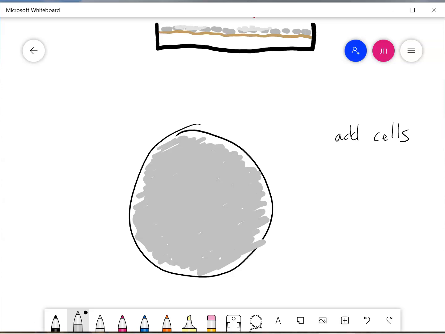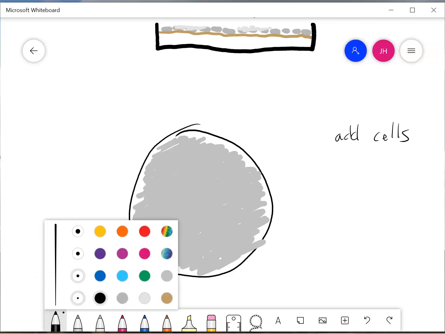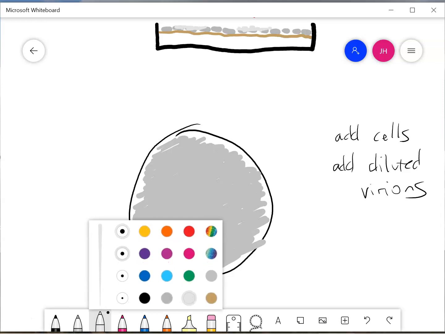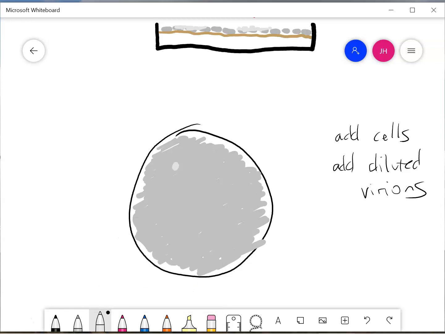So you add cells, and then you add your diluted virions. So your sample with an unknown number of virions, you add to this. And so really then we look at what happens. Wherever a virion falls, you end up with an area you can see through. And we call these plaques. We get a little random pattern of plaques and we count them.